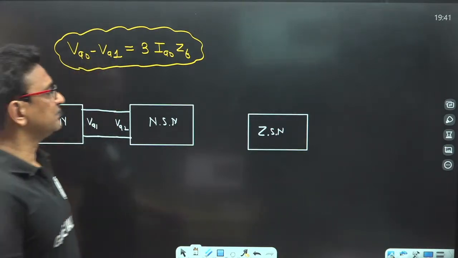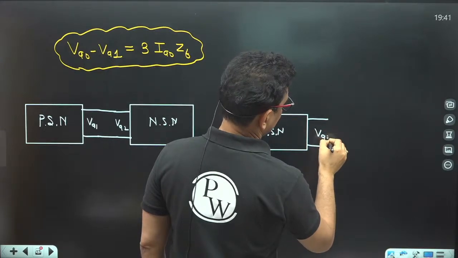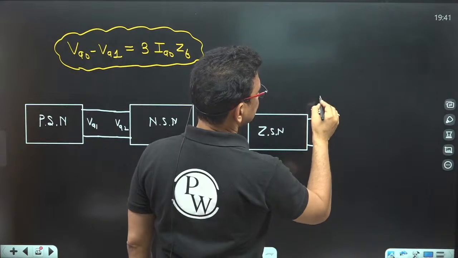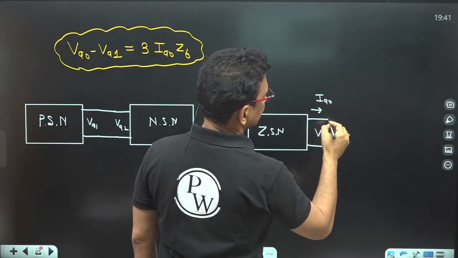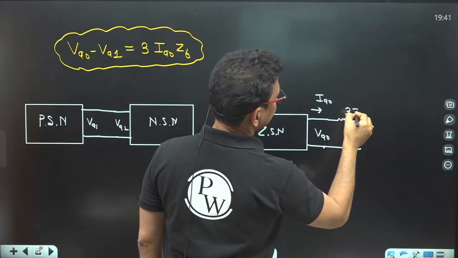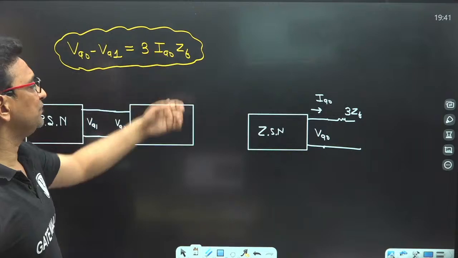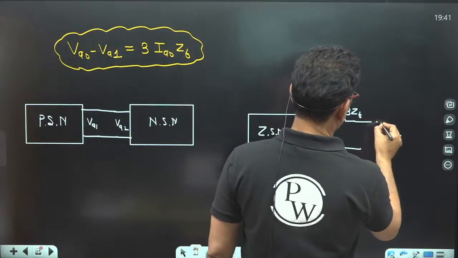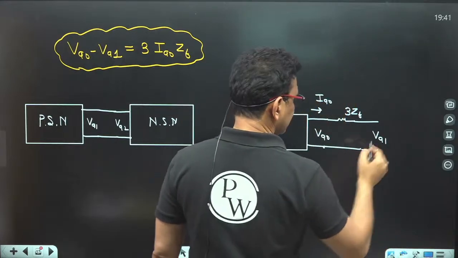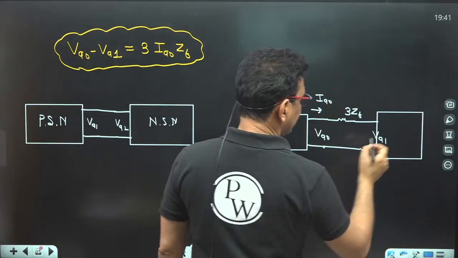Zero sequence network voltage VA0. If I subtract minus 3IE0, the current flowing here is IA0. That means you will take an impedance of 3ZF, so there will be a voltage drop of 3IA0ZF. It is equivalent to VA1. VA1 means that is the positive sequence network.